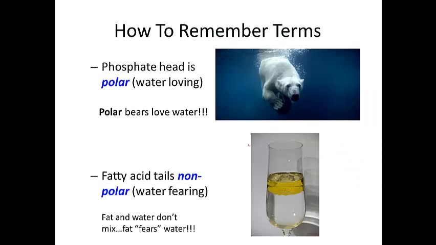So just to remember those terms, polar, think polar bears. Polar bears love the water, so those phosphate heads love the water, and the fatty acid tails are nonpolar. They hate the water because fat hates water. Fat and water do not mix. If you were to put oil on top in a glass of water, it would go on the top.